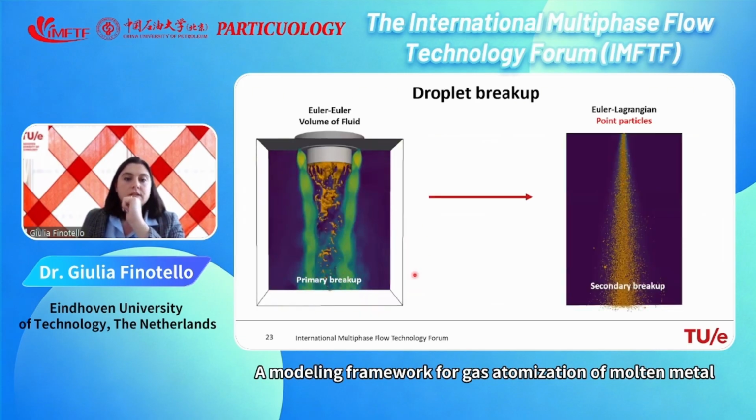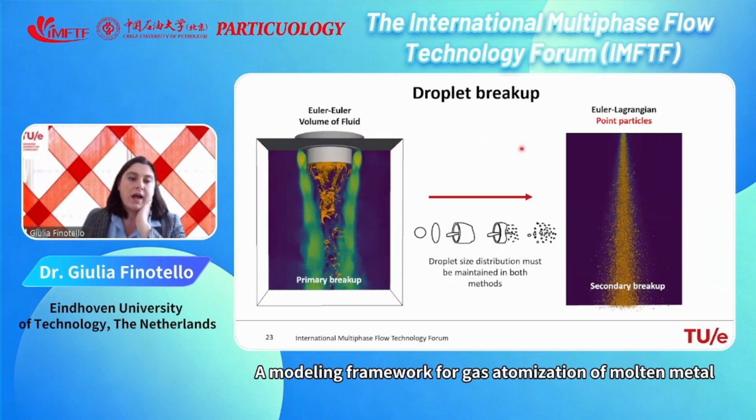With the secondary breakup, we want to go to a point particle, Eulerian-Lagrangian framework. That means that for this point particle, I will not be able to see how from one droplet I generate many smaller droplets. However, I still need to maintain the droplet size distribution. So this has to, of course, be maintained.